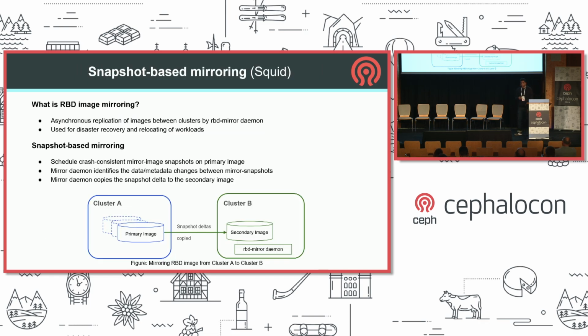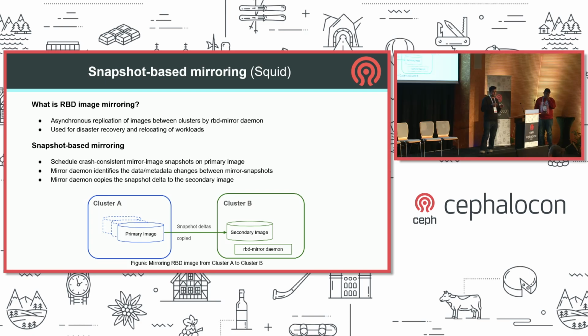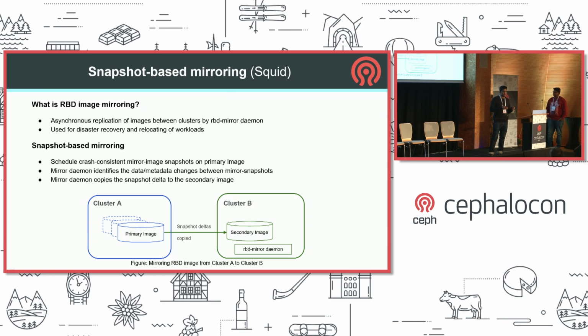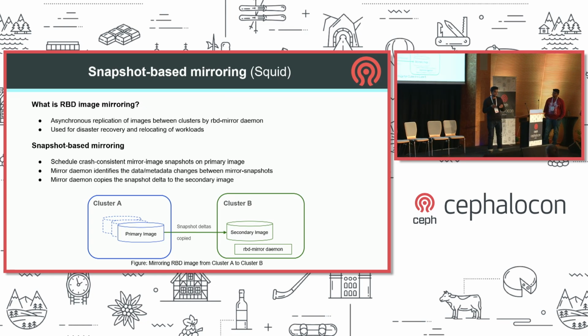Moving on to RBD mirroring. RBD mirroring is a feature that allows you to asynchronously replicate images between clusters. This is useful for disaster recovery applications. You can run RBD mirroring in two modes: journal-based mirroring and snapshot-based mirroring. Today we'll focus on snapshot-based mirroring. In snapshot-based mirroring, you take regular mirror snapshots of the primary image, and then the RBD mirror daemon that runs on the secondary cluster identifies the data and metadata changes between these images, and then just copies over the snapshot delta.